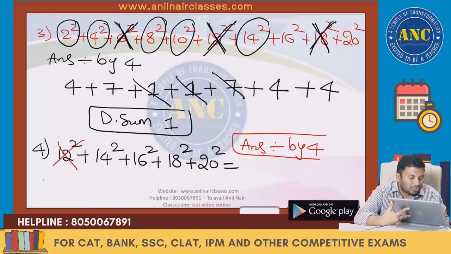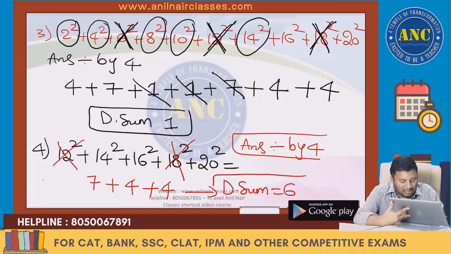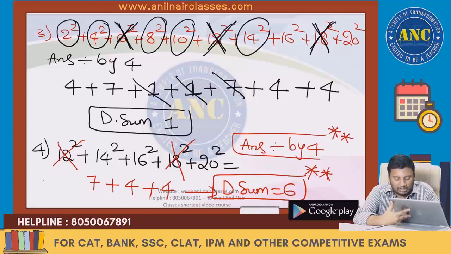12 square, 3 square 9. 18 square, 3 square 9. 1 plus 4, 5. 5 square digital sum is 25, 7. 7 square digital sum is 4. 2 square digital sum is 4. 8 plus 7, 15. The answer digital sum should be 6, and the answer should be divisible by 4.